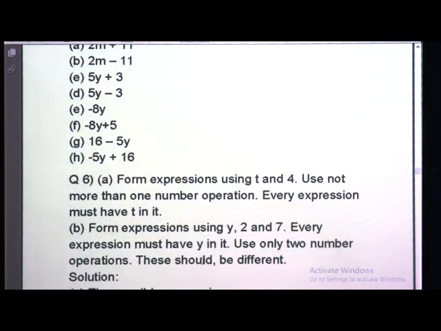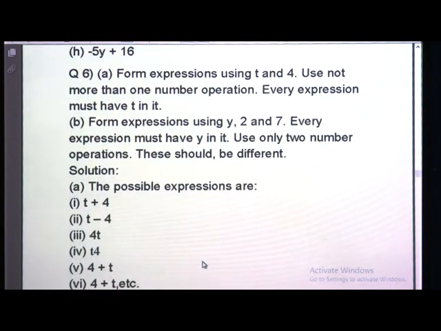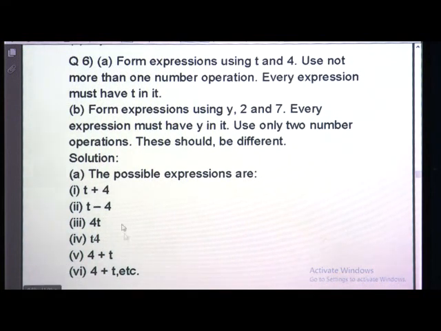So these were few examples. Next question, question 6a. Form expression using t and 4. Use not more than one number operation. Every expression must have t in it. Okay, let us see for question A first. T plus 4, we have used plus, addition, then t minus 4, subtraction, 4 into t, 4t, multiplication, t4 again multiplication, 4 plus t. Okay, so these are the few expressions.